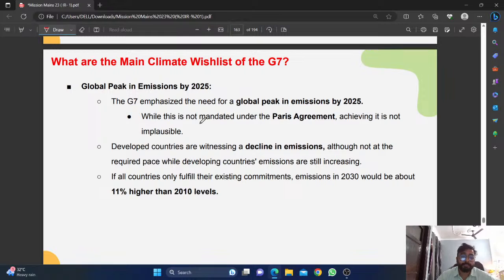Then, what are the main climate wish list items of G7 nations? What all have G7 nations come out with in order to showcase their climate wish list? The first is that they will peak their emissions by 2025. That means whatever rate at which they are increasing their emissions, they will peak it by 2025 and thereafter they will work on reducing the global emissions.